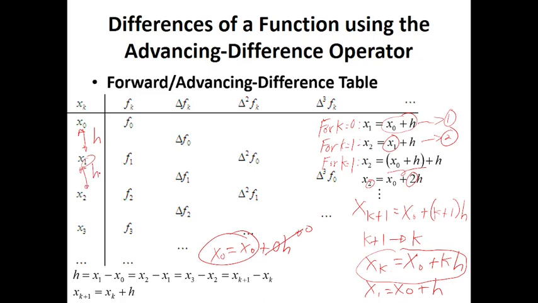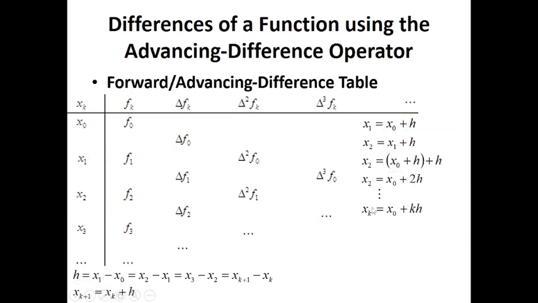Likewise, the interval here is h. So for x sub 2, for k equals 2, x sub 2 equals x sub 0 plus 2h. So that's right. x sub 2 is simply x sub 0 plus h plus h, so that is x sub 0 plus 2h. Okay? I hope you get it.